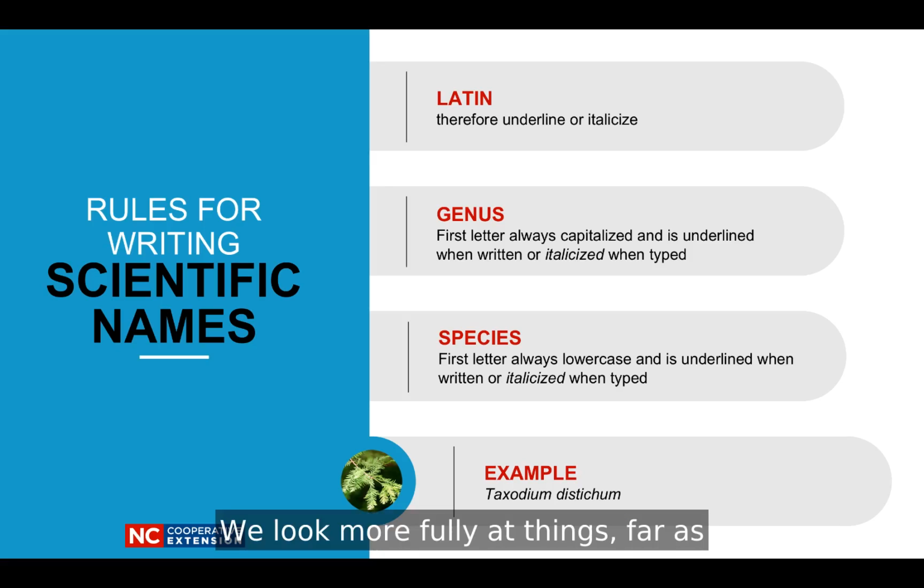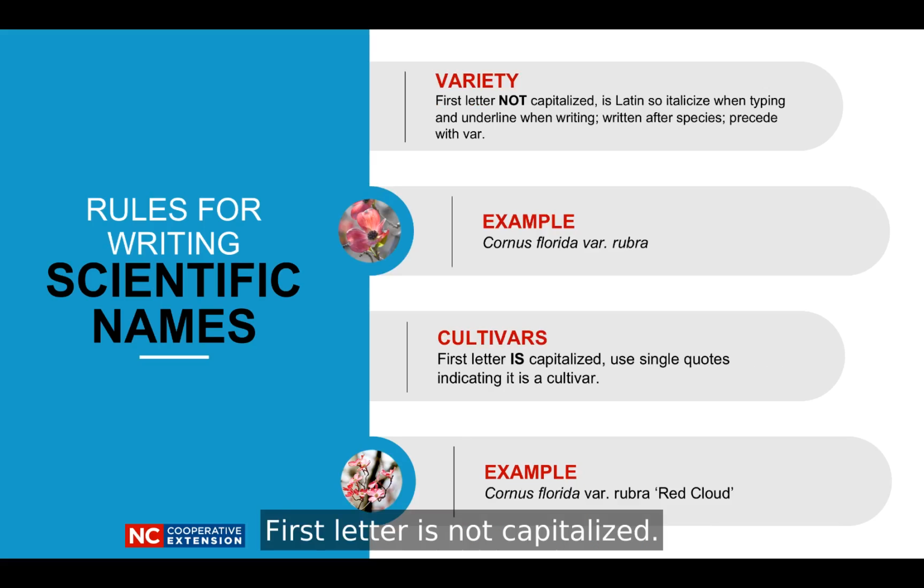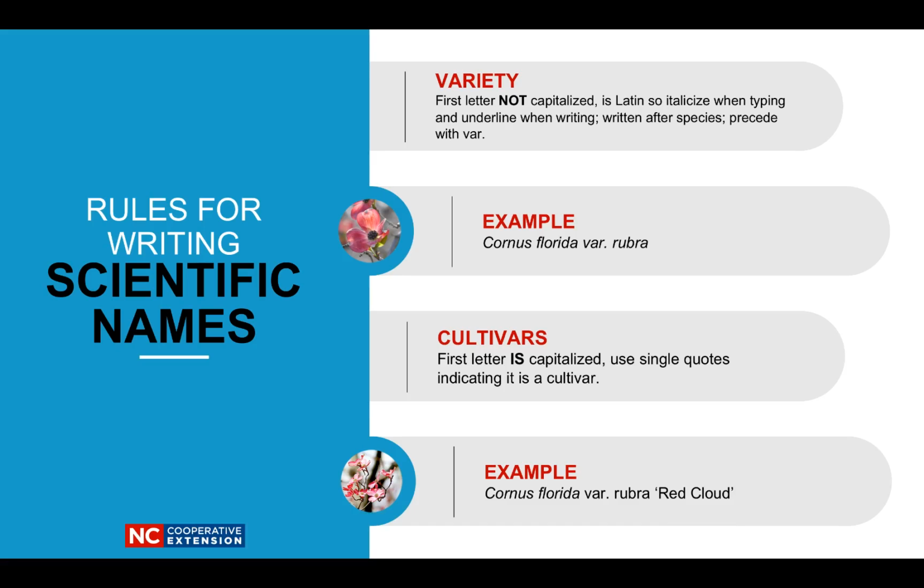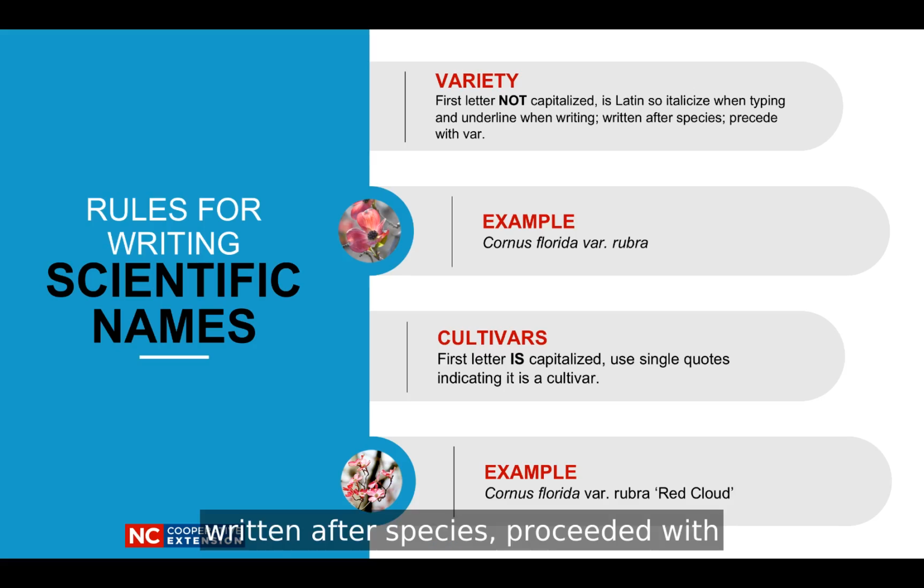So we look more fully at variety. The first letter is not capitalized. It is Latin, so it's italicized when typed and underlined when writing. It's written after the species, preceded with the abbreviation var., meaning variety. An example, Cornus florida var. rubra, a pink flowering dogwood. You see how it's written there, Cornus florida, var. for variety, and the variety here, rubra.